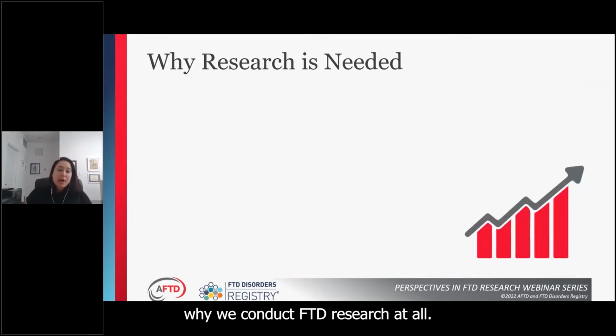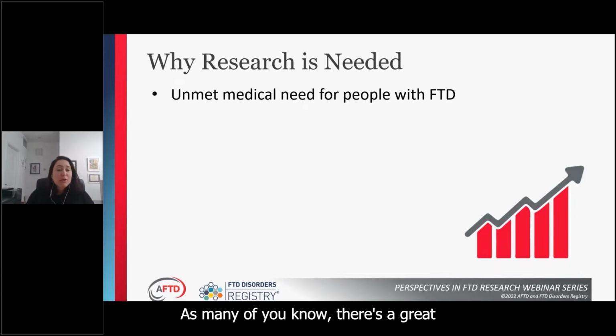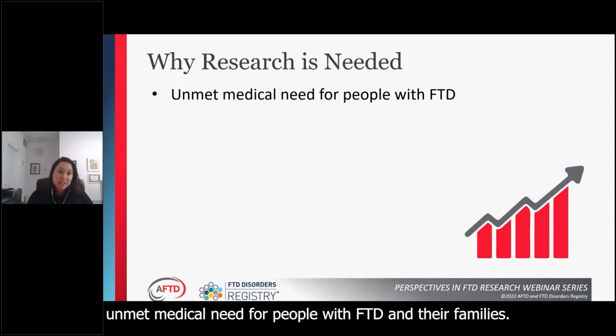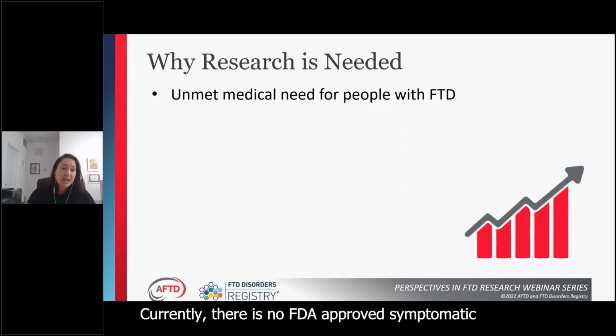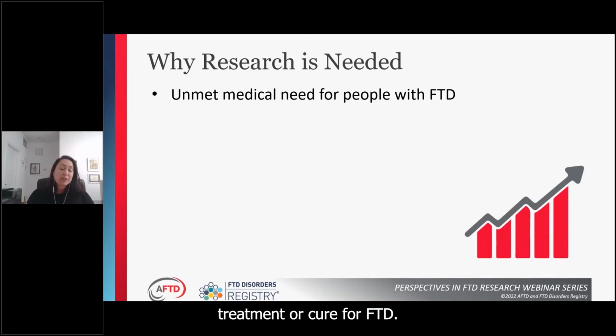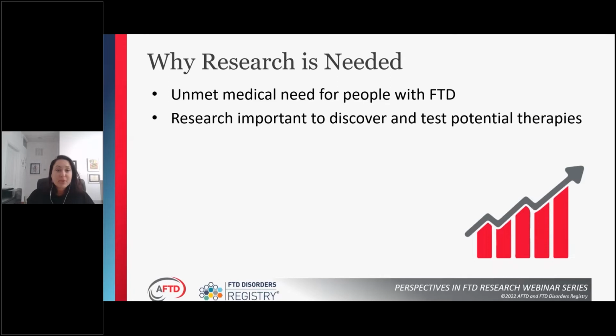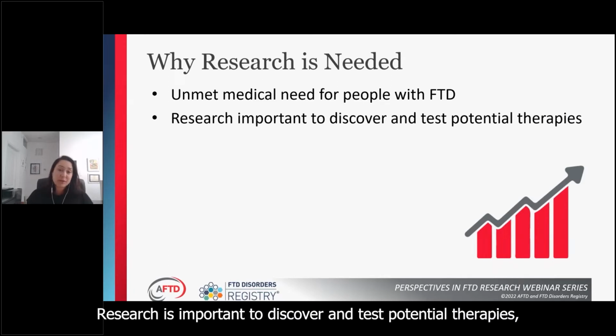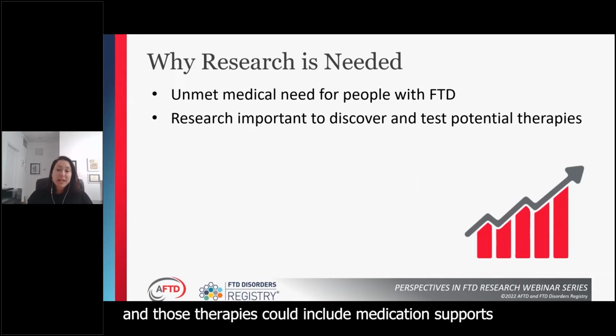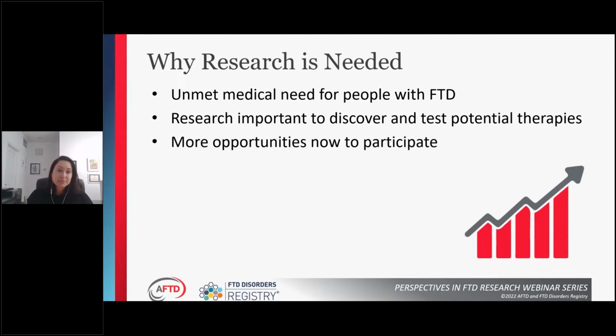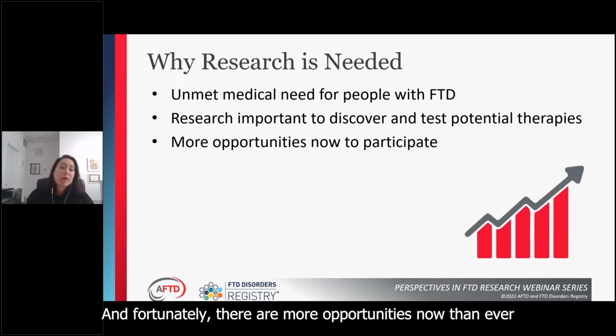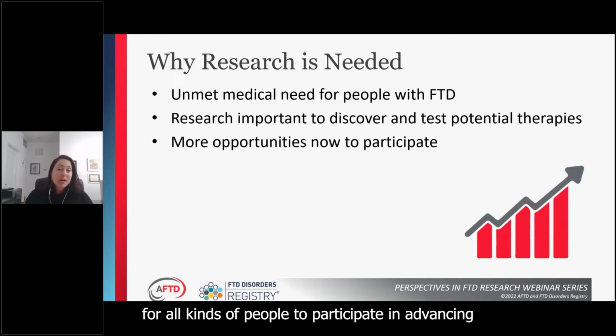I wanted to start out by addressing why we conduct FTD research at all. As many of you know, there's a great unmet medical need for people with FTD and their families. There's currently no FDA-approved symptomatic treatment or a cure for FTD. Research is important to discover and test potential therapies, and those therapies could include medication, supports such as occupational, speech and talk therapies, diet and exercise, and other interventions. Fortunately, there are now more opportunities than ever for all kinds of people to participate in advancing the science of FTD.